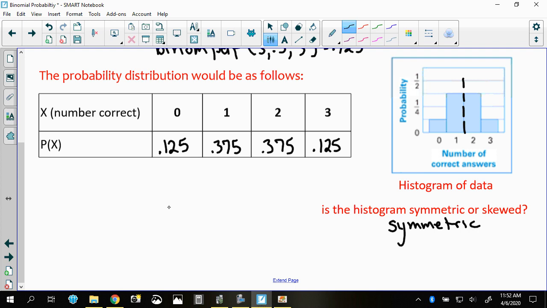Now, again, remember, if you want an exact number of successes, then you're going to be doing the PDF. Okay, so if it says exact, you're looking at PDF.